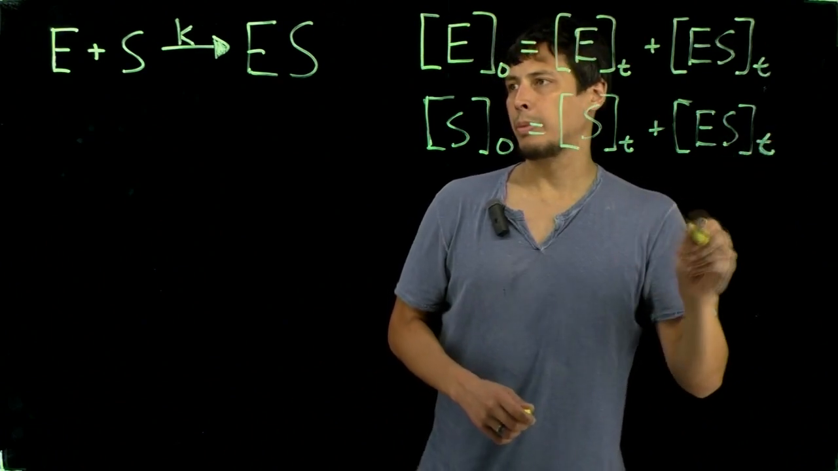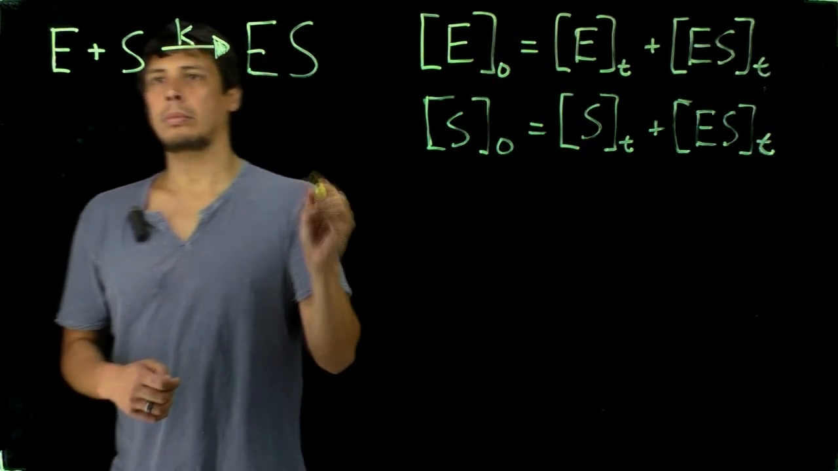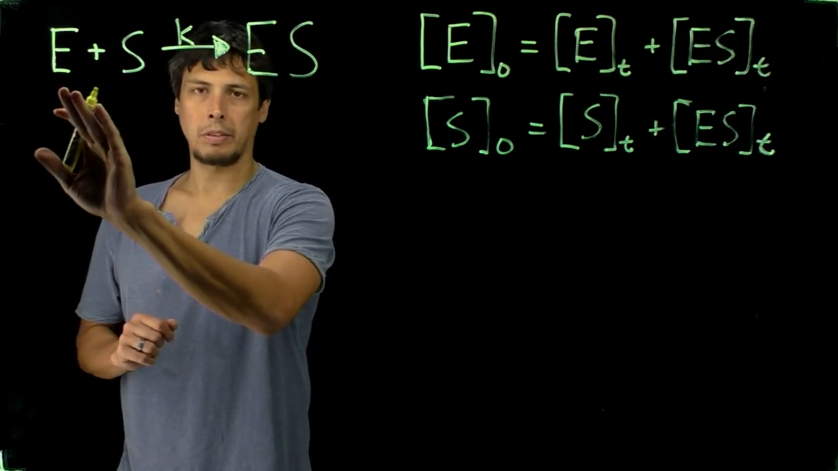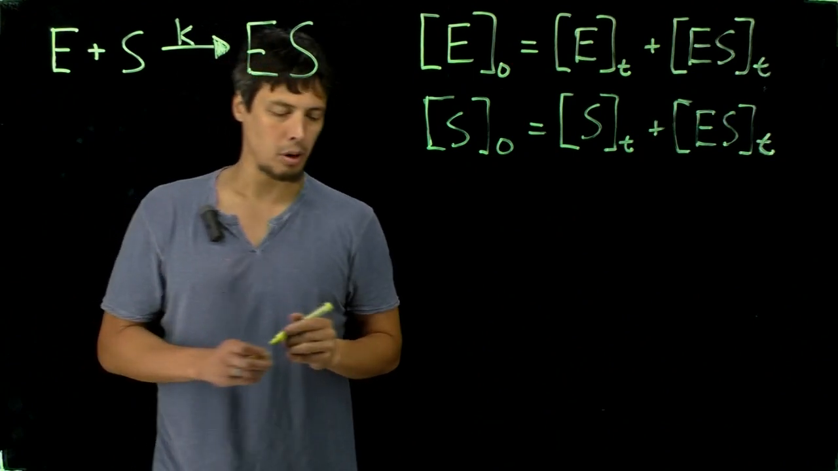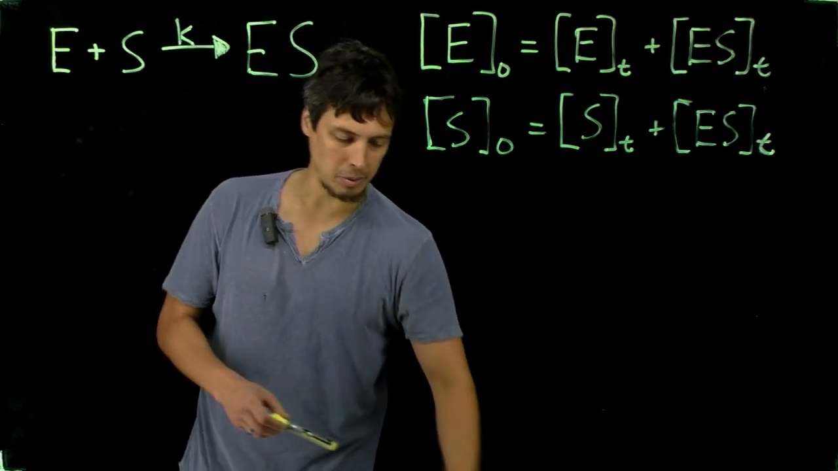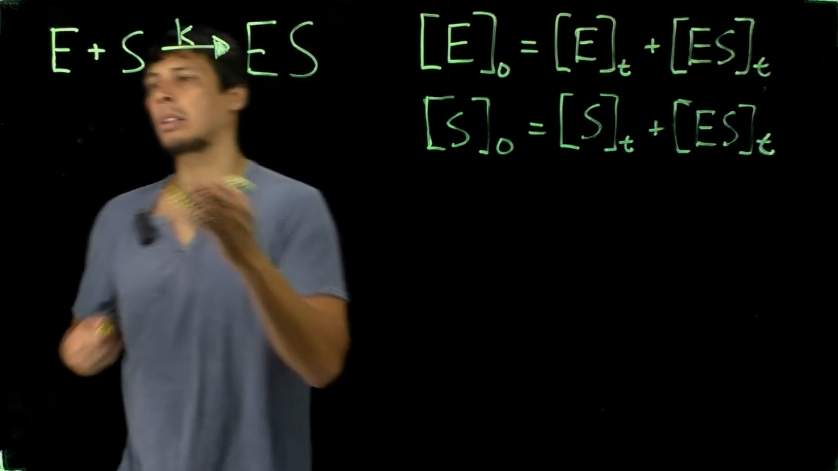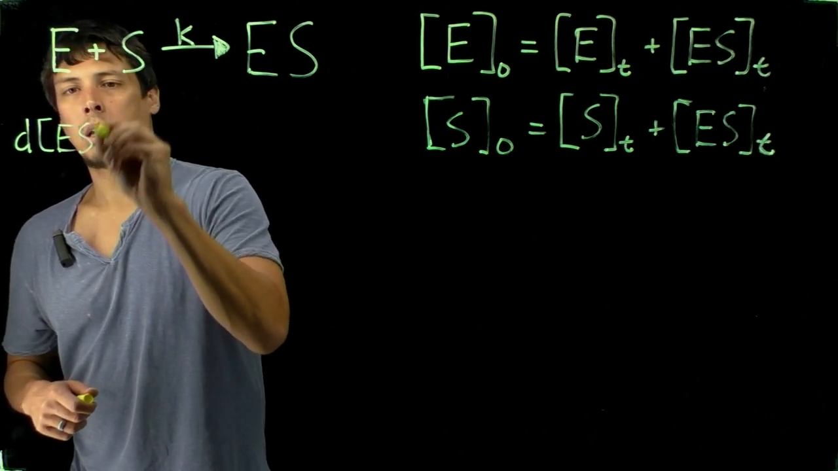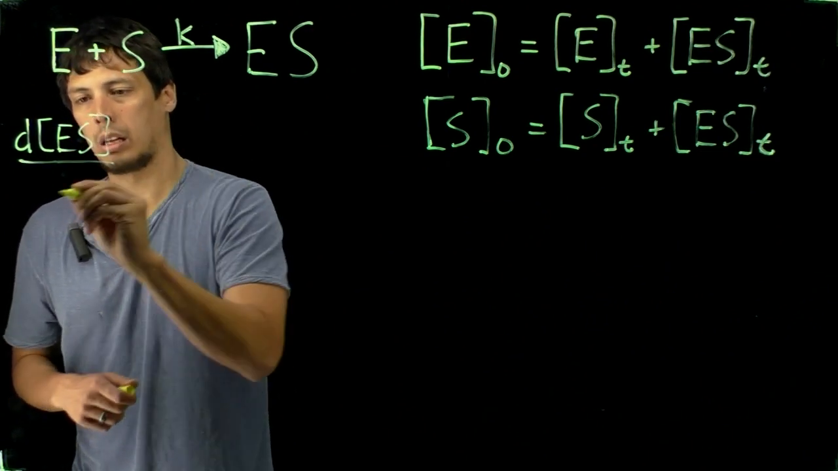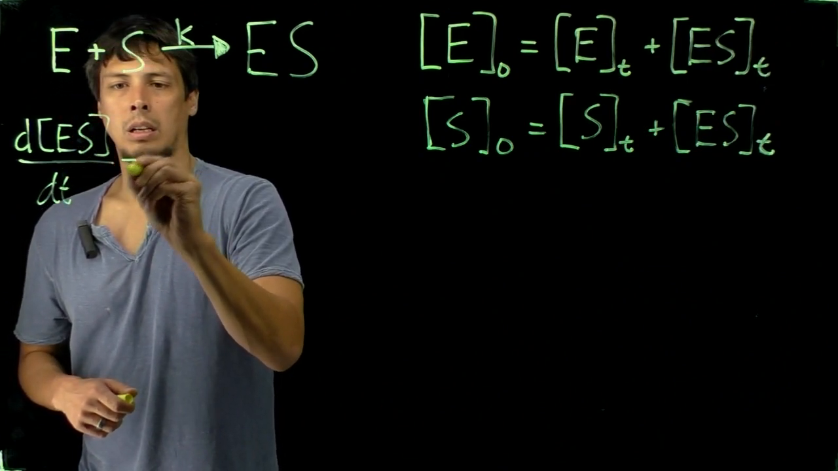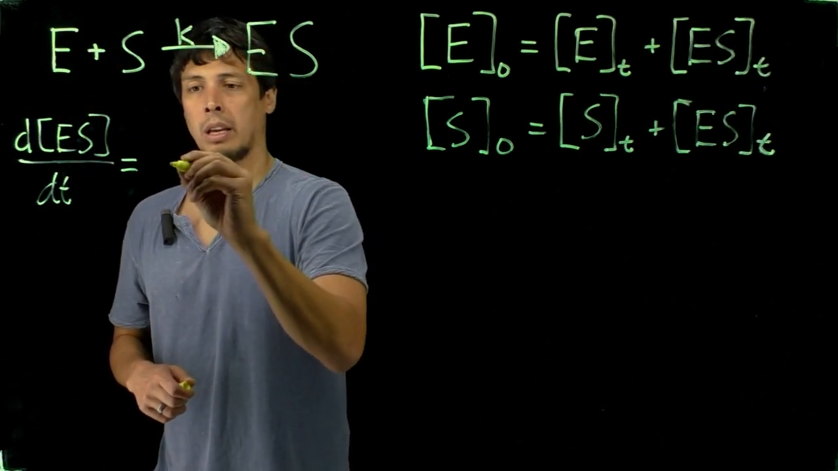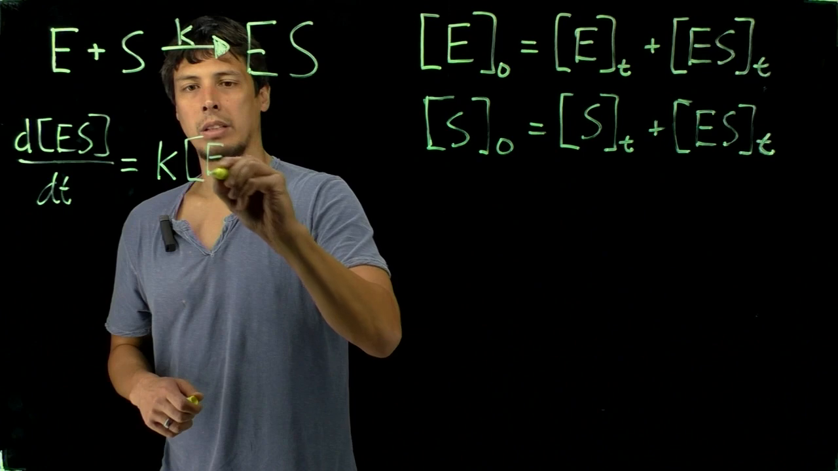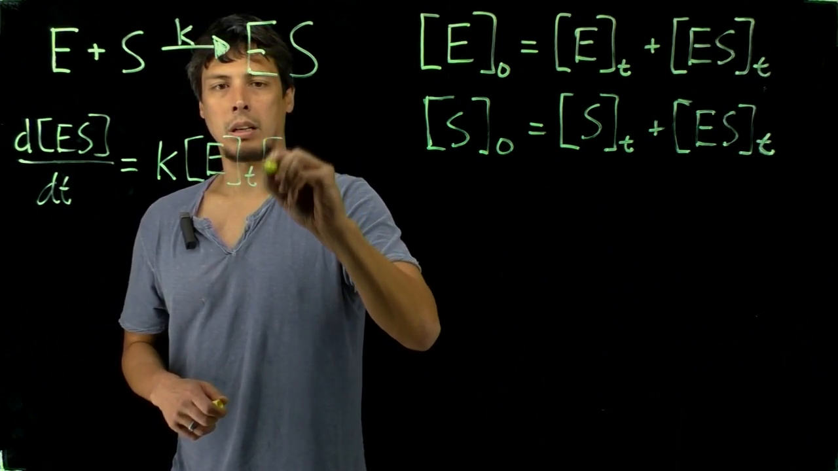Okay, so in this case we set up our equation so that instead of looking at the consumption of either E or S, we're going to look at the formation of product. In this case, the product is the enzyme substrate complex. So we're going to set this equation up to read as d[ES]/dt equals plus k, and k is going to be multiplied by the concentration of free enzyme at any given time times the concentration of S at any given time.